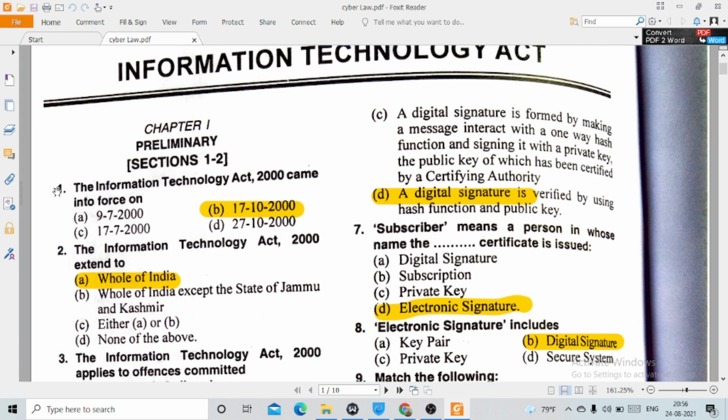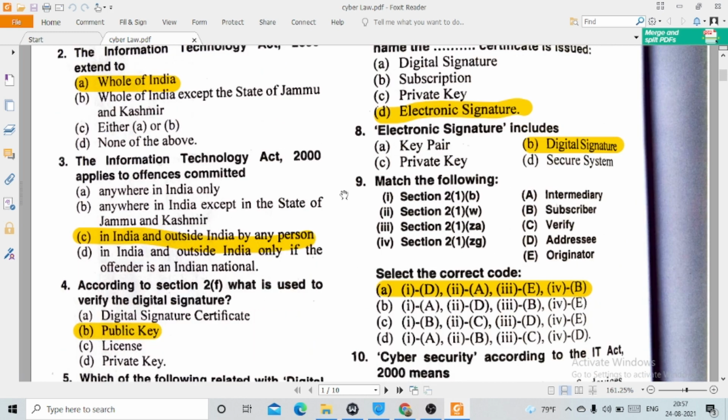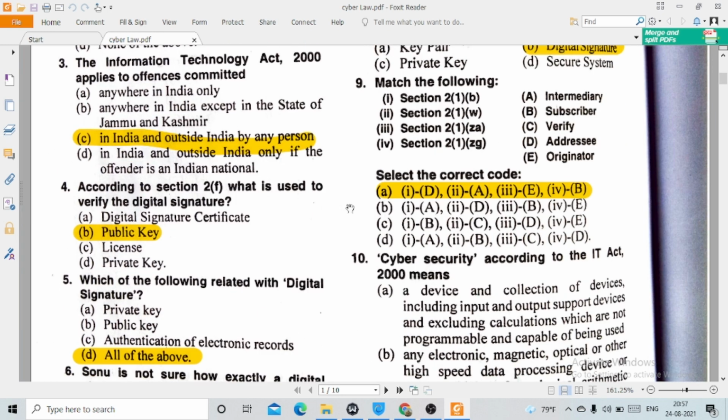The first question and the following questions are based on preliminary Chapter 1, sections 1 to 2. The Information Technology Act 2000 came into force on option B, 17th of October 2000. Second, the Information Technology Act 2000 extends to option A, whole of India. Third, the Information Technology Act 2000 applies to offences committed, option C, in India and outside India by any person. Question number 4. According to section 2F, what is used to verify the digital signature? This is option B, public key.